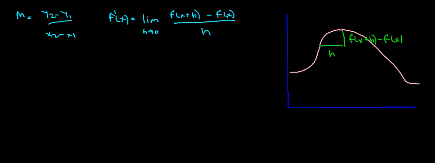f prime of x is equal to the limit as h approaches 0 of f of x plus h minus f of x over h. This f prime just means the first derivative. If it was f double prime, it would be the second derivative, which would be the rate of change of the rate of change. And then the third derivative would be the rate of change of the rate of change of the rate of change. So that's how that works.